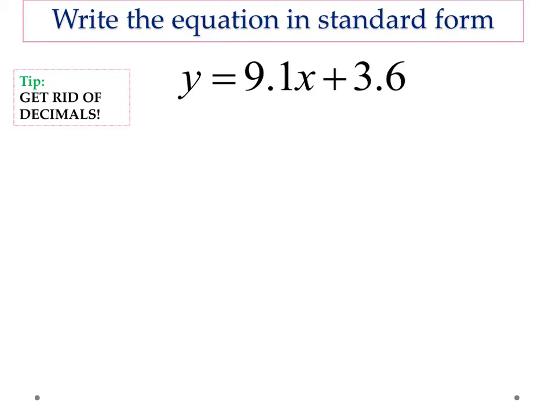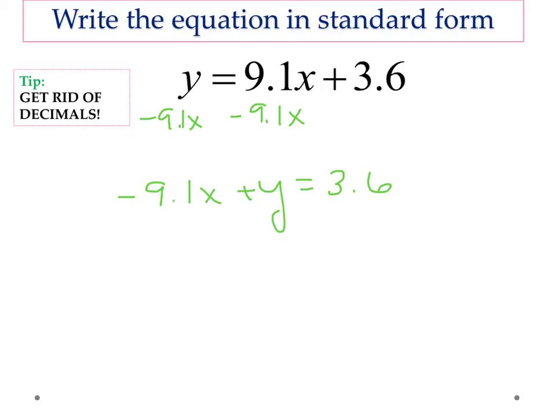So here I have some decimals. So I am not allowed to have decimals because remember that's just another form of a fraction. So the first thing I'm going to do is I'm going to go ahead and move my x term over to the other side. So I have negative 9.1x plus y equals 3.6. So I have a few things that are wrong with this. I have a being negative, and I also have decimals.